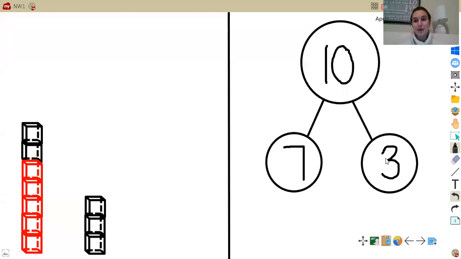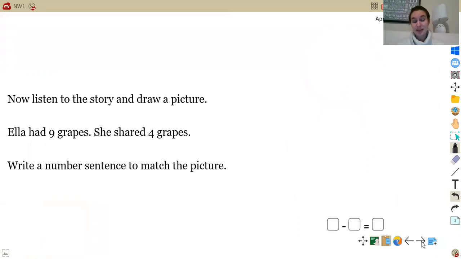Okay, now for our next problem. This is where we're getting independent. So get ready to have your scratch piece of paper and follow along to my story. So listen to the story and draw a picture. Ella had 9 grapes. She shared 4 grapes. Write a number sentence to match the picture.